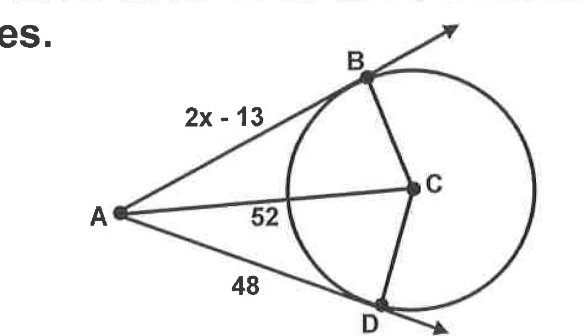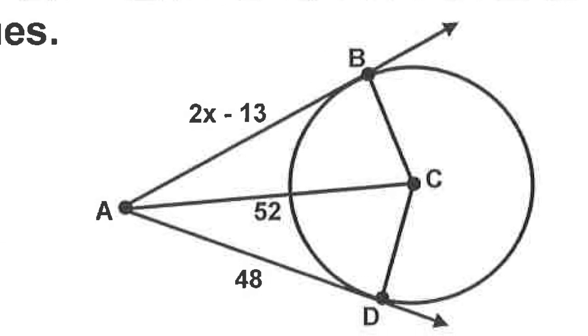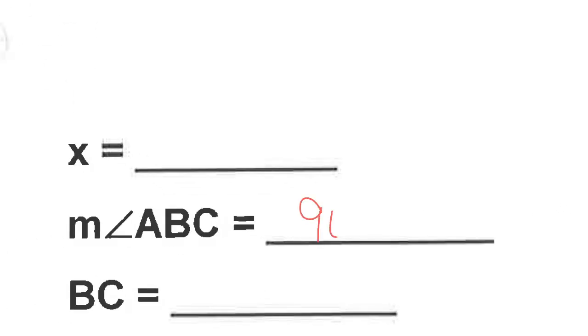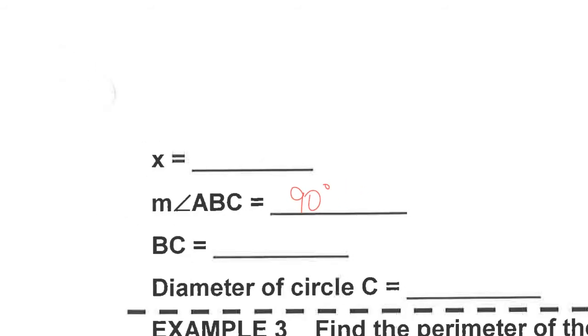There's another way you could go. You could do the X first, but I like this one because I've got a tangent line, I've got a radius to the center, so I know that's a right triangle. So since it's a right triangle, that means the angle ABC is 90 degrees. It's just a quick way to start.